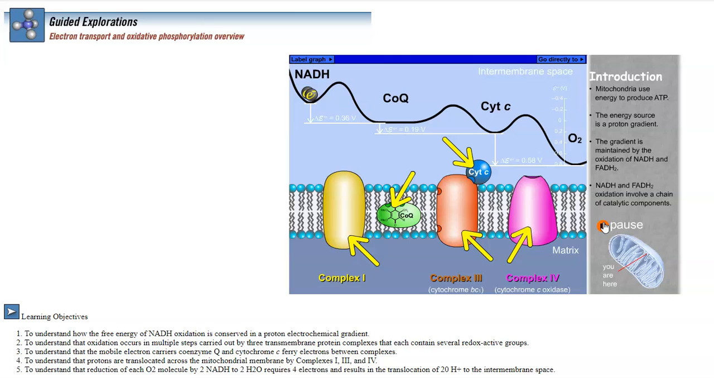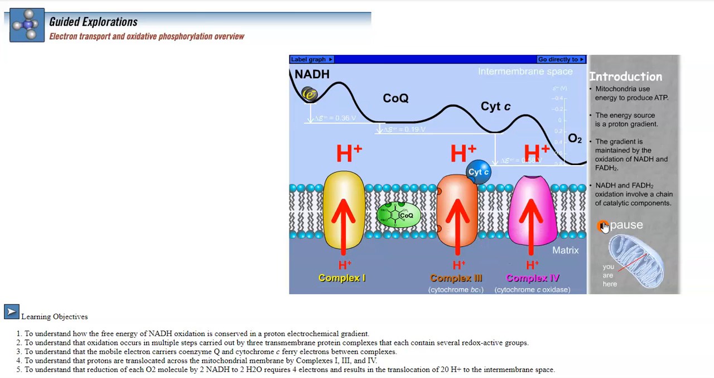NADH to oxygen. Some of these redox centers are highly mobile, and others are components of large integral membrane protein complexes. The free energy released in this series of redox reactions is stored in an electrochemical gradient of protons across the inner membrane. This gradient is subsequently harnessed by ATP synthase, which is also embedded in the inner membrane.